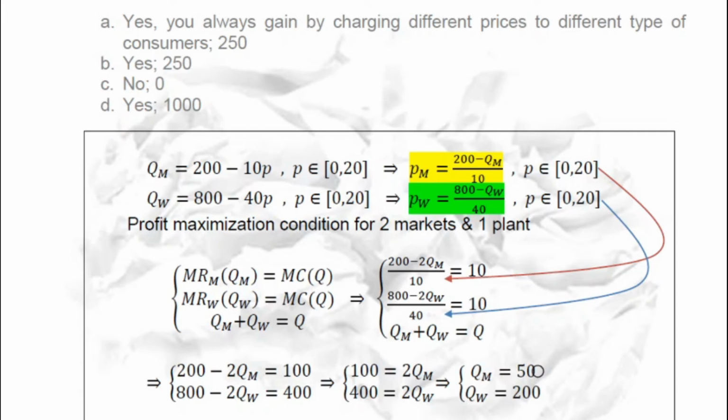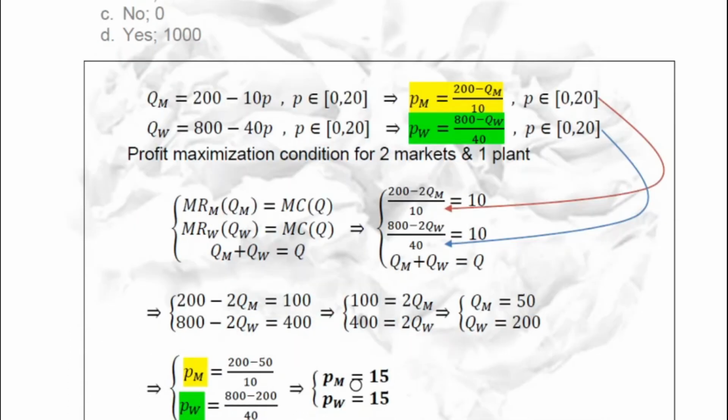So now if we isolate QM and QY, we get from the calculations that we should sell 50 units, 50 flowers or whatever, to men and 200 to women. If we substitute these quantities into the inverse demand, we get 200 minus 50 units for men, it's 150 divided by 10, 15. Now women, 200 units, 200 flowers for women, 800 minus 200, 600 divided by 40 is 15.